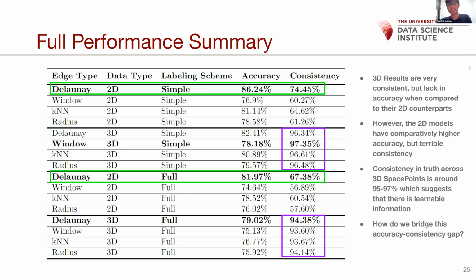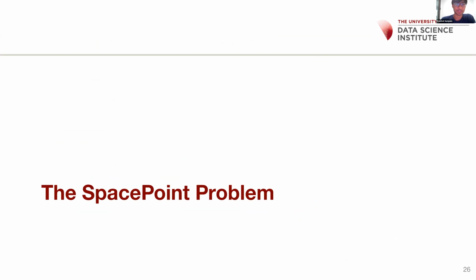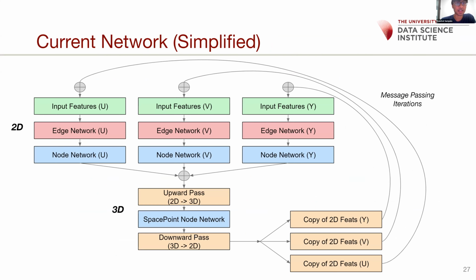What's interesting here is that consistency in truth across these 3D space points is actually around 95 to 97%, which suggests that there is learnable information, given that the 2D consistency is already so low. So the question here is, how do we bridge this accuracy-consistency gap? In describing the solution to what I've dubbed the space point problem, we need to understand how our current network works.